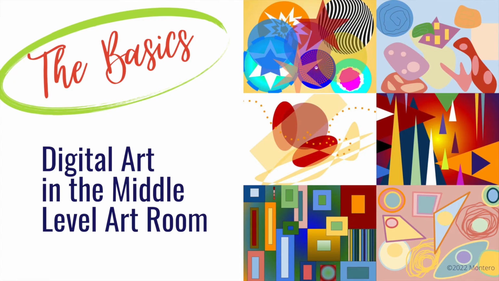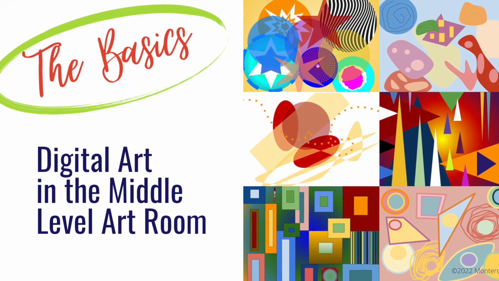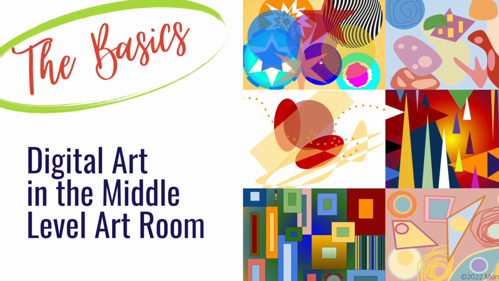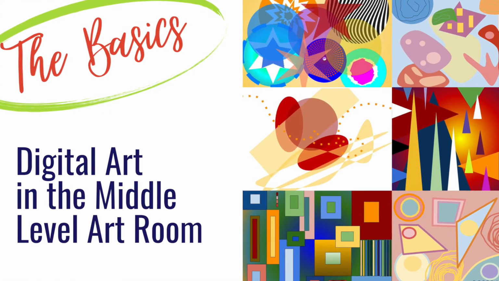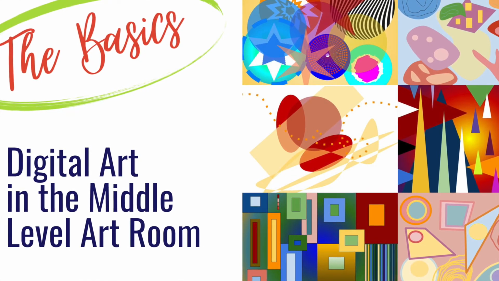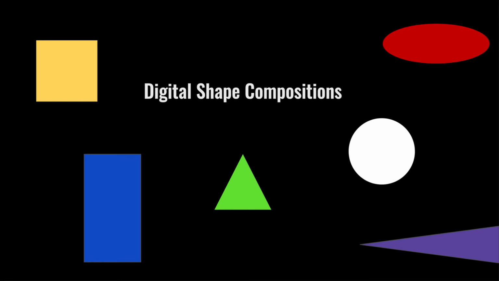Episode 3, Abstract Color Compositions, also known as How to Use Google Draw, the basics. When I think about the basics of Google Drawing, I think about shapes, color, line, pattern, repetition, overlapping, geometric, and organic shapes. All of these will be talked about in this episode. So let's get started with digital shape composition.